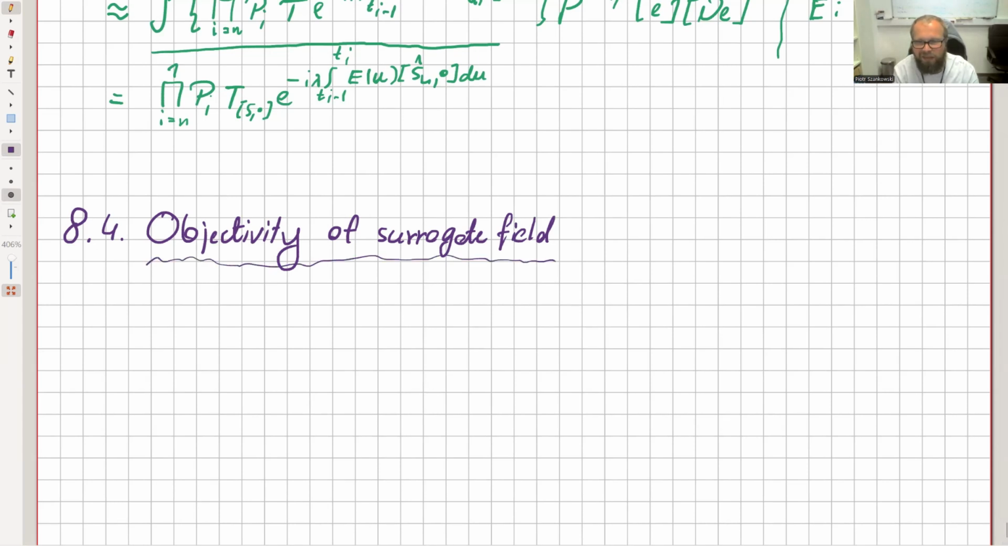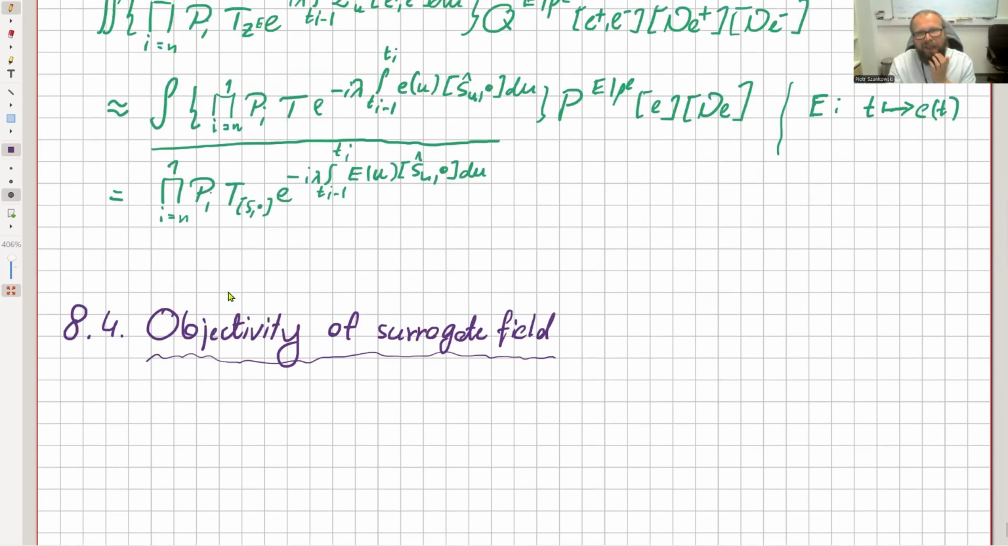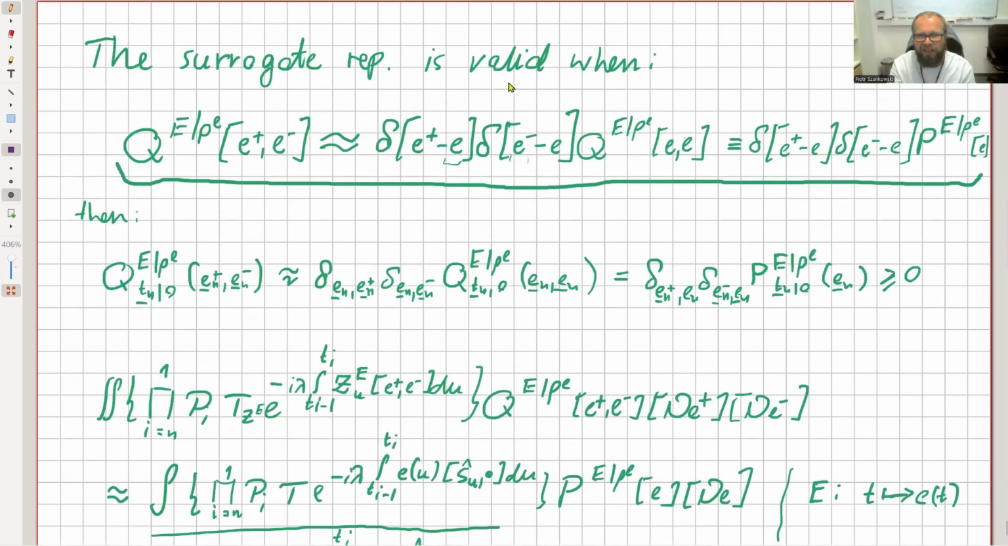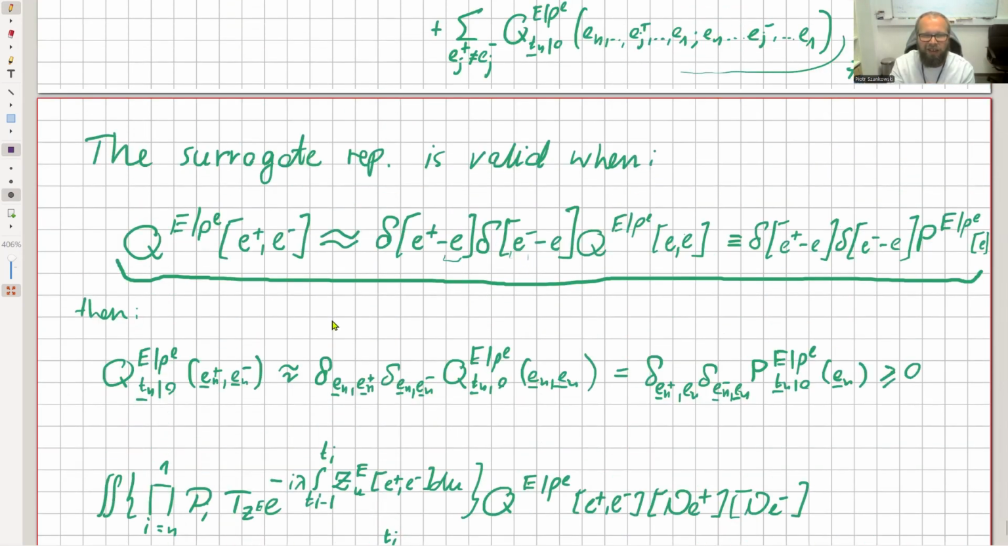Okay, so this sounds mysterious, right? But let me explain. One thing to note: the criteria for the surrogate field representation to work is a criteria about the bi-probability distribution for the environment, the bi-probability distribution associated with an observable belonging to the environment, right?